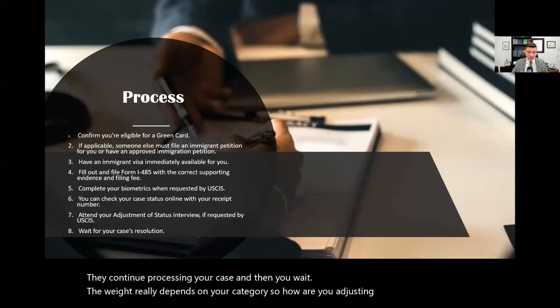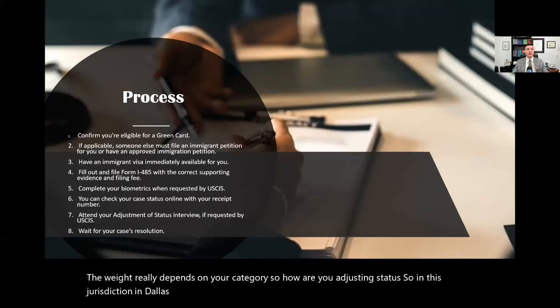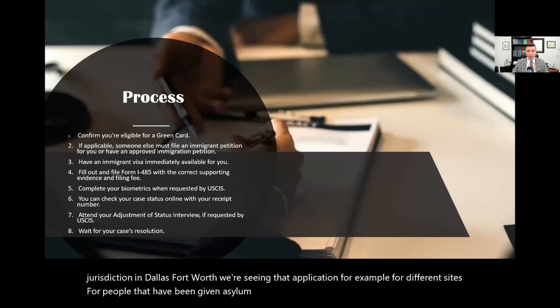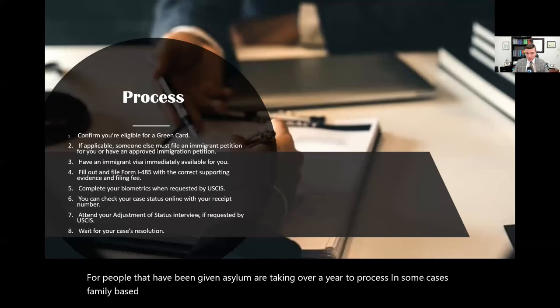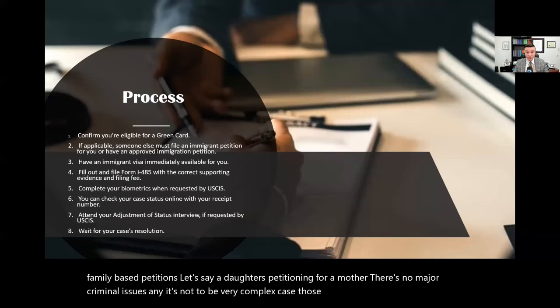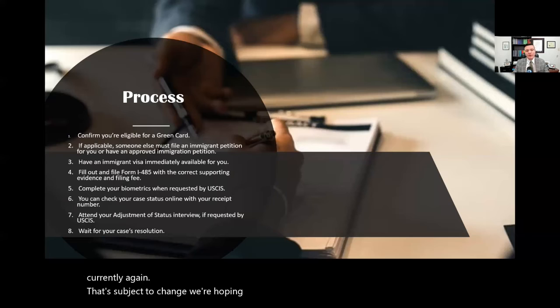So in this jurisdiction, in Dallas-Fort Worth, we're seeing that applications, for example, for adjustment of status for people that have been given asylum are taking over a year to process. In some cases, family-based petitions, let's say a daughter is petitioning for a mother, there's no major criminal issues, it's not a very complex case. Those cases are taking about 8 months currently. Again, that's subject to change. We're hoping that things speed up, but that's what we're seeing right now.